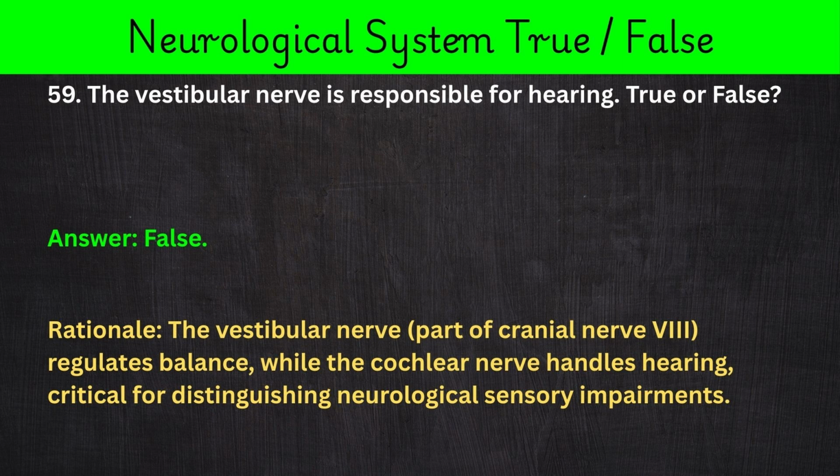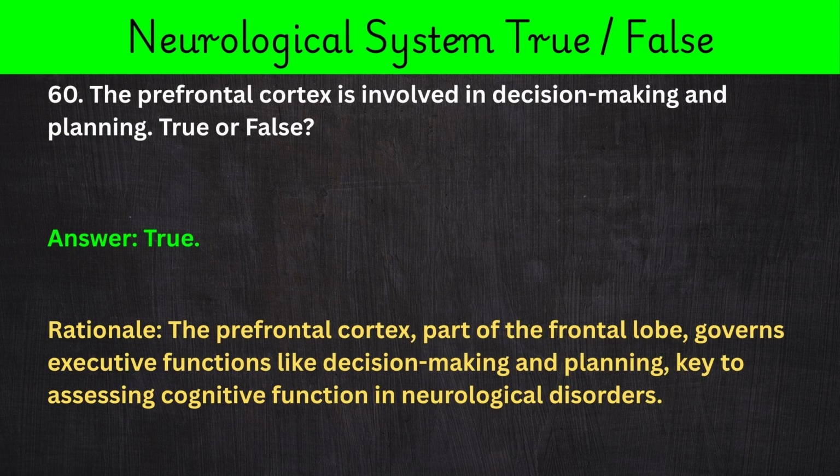59. The vestibular nerve is responsible for hearing. True or false? Answer: false. Rationale: the vestibular nerve, part of cranial nerve 8, regulates balance, while the cochlear nerve handles hearing, critical for distinguishing neurological sensory impairments.